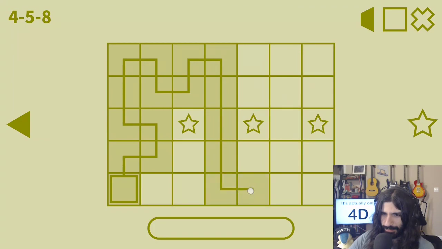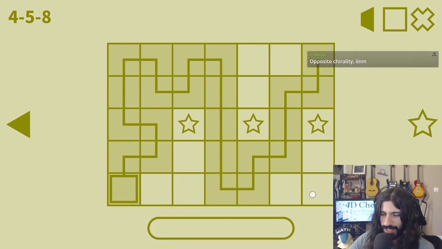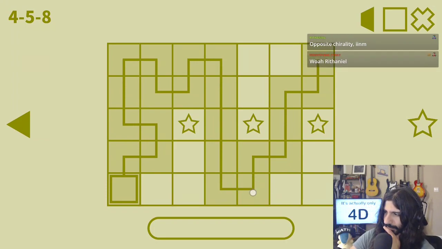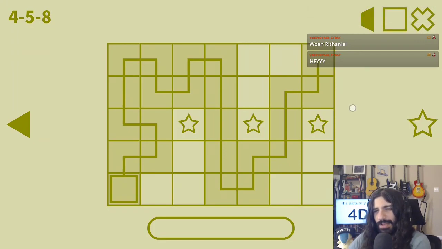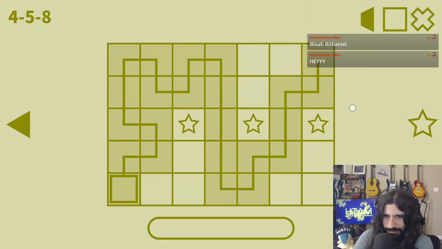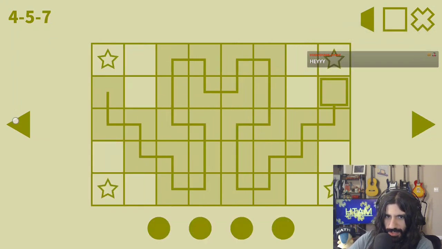Oops. Now this one is opposite. How have I done that? Is there a way that I can fix this? Probably not. Wait, no, these aren't opposite chirality, right? Am I going crazy here? Didn't I fix it? Maybe they all have to be rotated with respect to each other? They are all rotated with respect to each other. Okay, so no two of them are allowed to be the same.